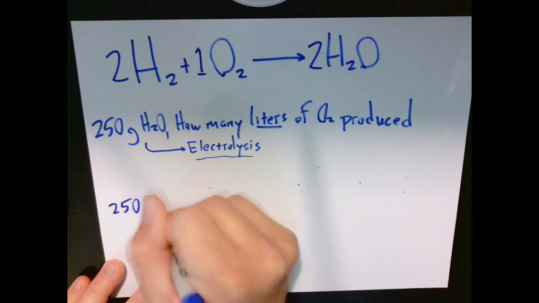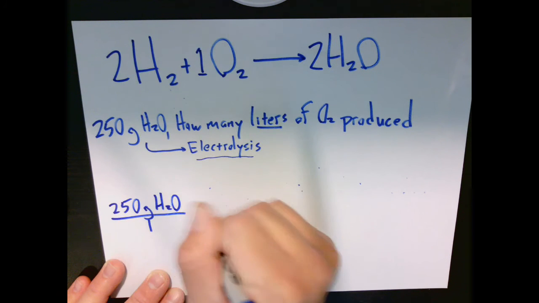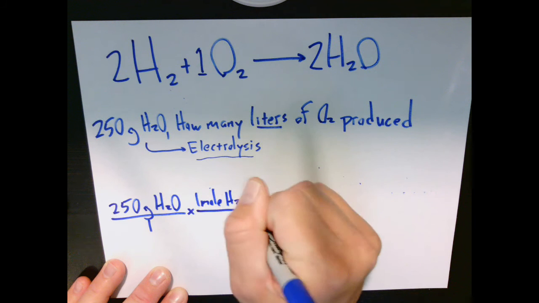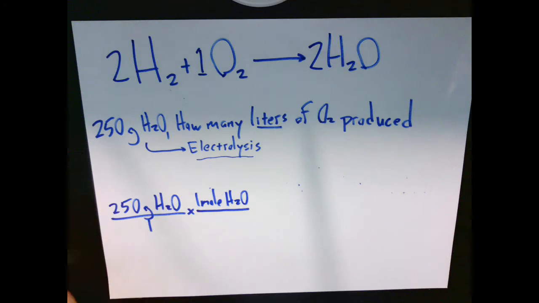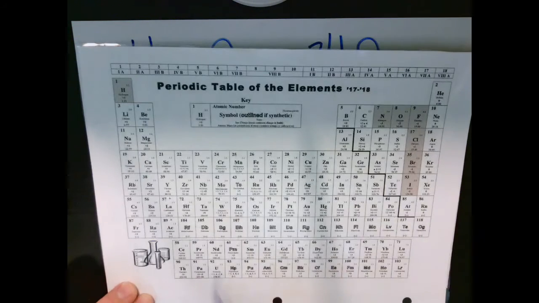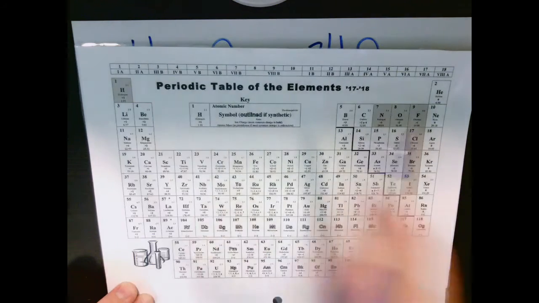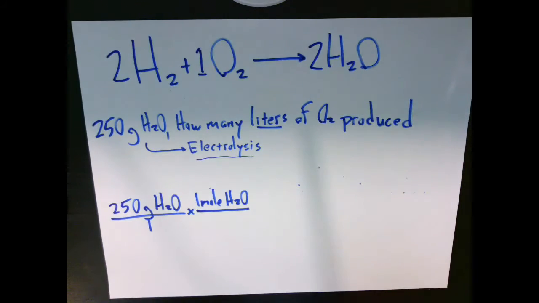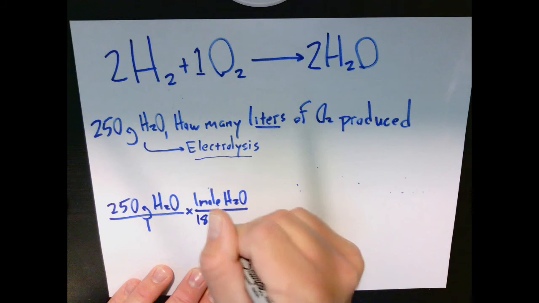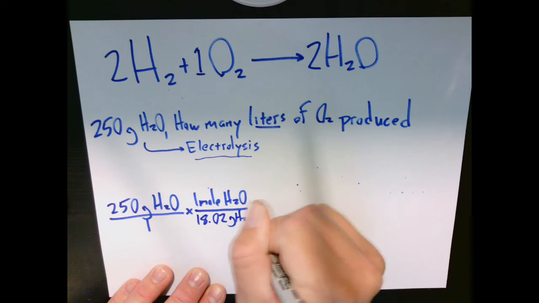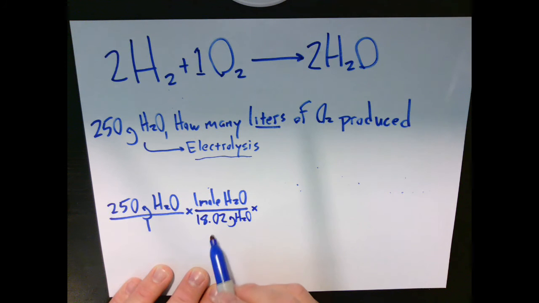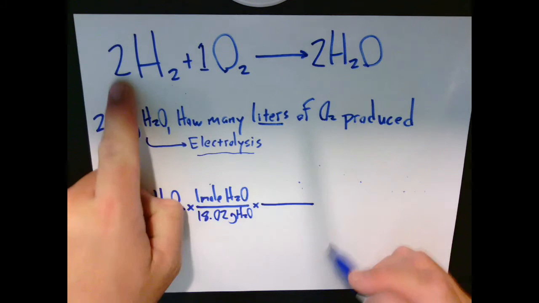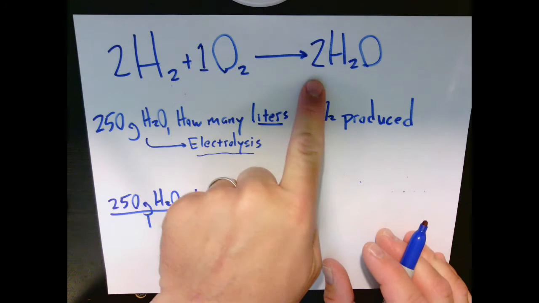250 grams of water over 1. Next fraction, 1 mole of water over water's formula mass. So from your periodic table, you would add 2 hydrogens and 1 oxygen, H2O, and that gives you the formula mass of water, which is 18.02 grams of water. So 1 mole of water is 18.02 grams.